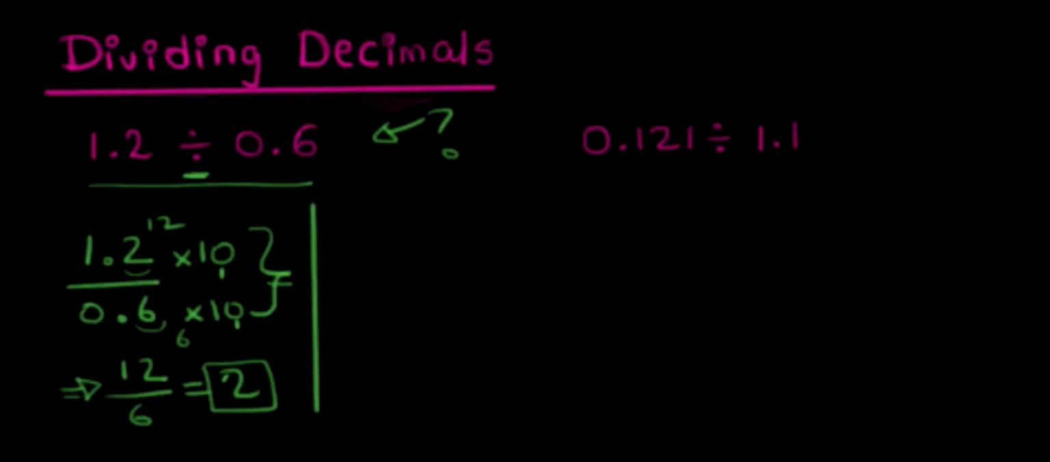Another way of going about it is to rewrite 1.2 as a fraction. Now, how do you write decimals as fractions? Let's say I've got 1.2 and I want to rewrite it as a fraction. I ignore the decimal point, and what do I put over it?